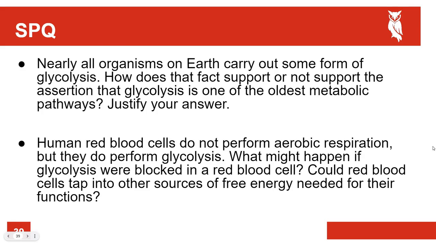Human red blood cells do not perform aerobic respiration, but they do perform glycolysis. What might happen if glycolysis were blocked in red blood cells? Die. The red blood cells tap into other sources of free energy needed for their functions. The only other option would be something called, ooh, no, you can't do that either. Yeah, they would die. Okay. Why do you think red blood cells can't aerobically respire?